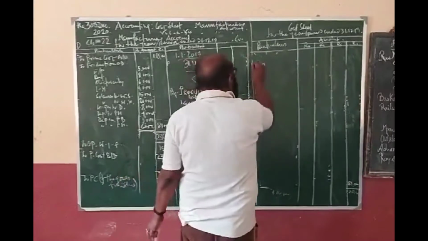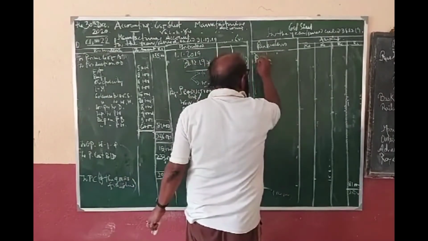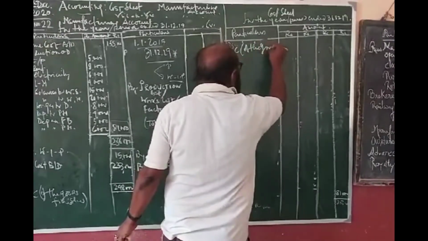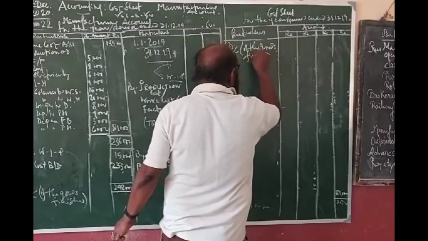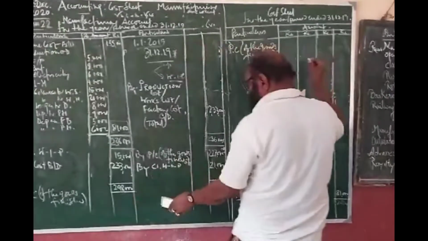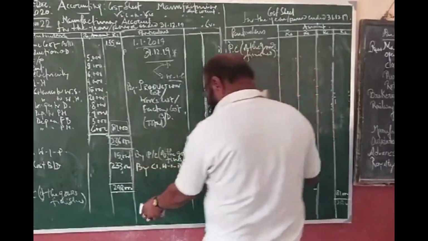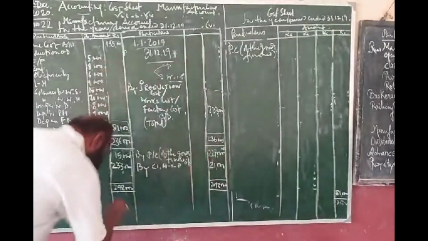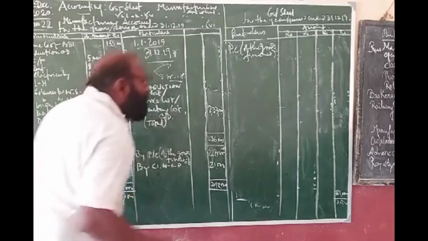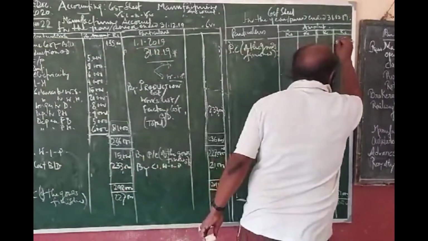Here, so what we have got? We have got the production cost of the goods finished. I am making a structure, okay? 2,33,000, 2,27,000. It is 2,27,000.